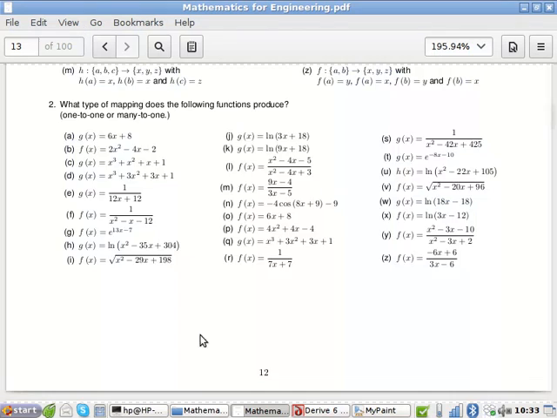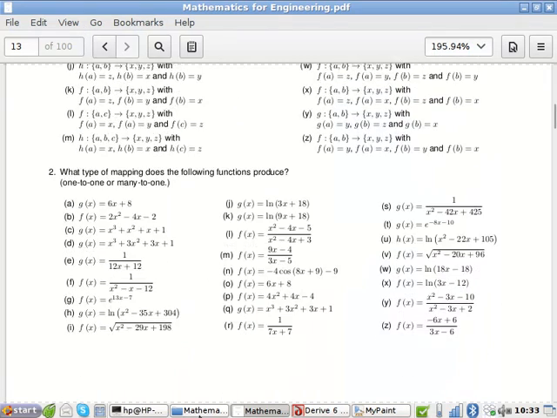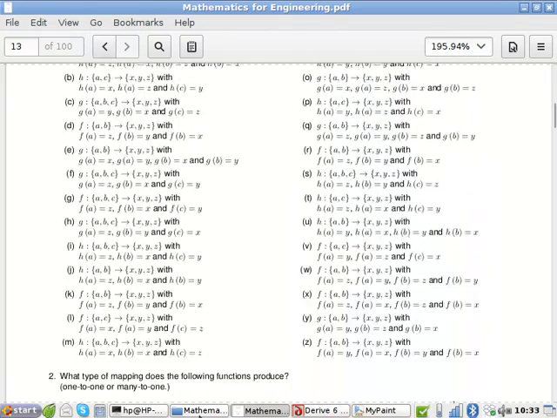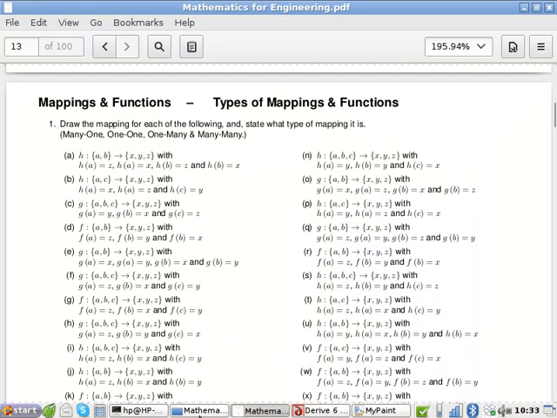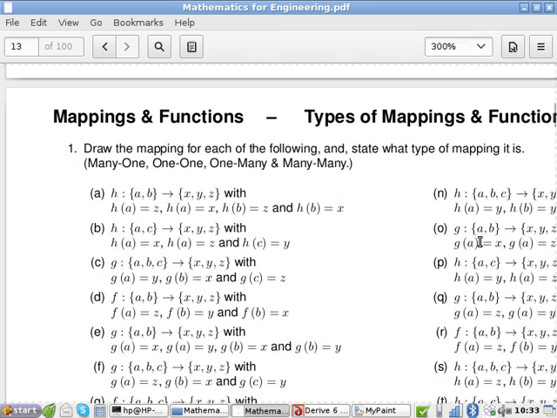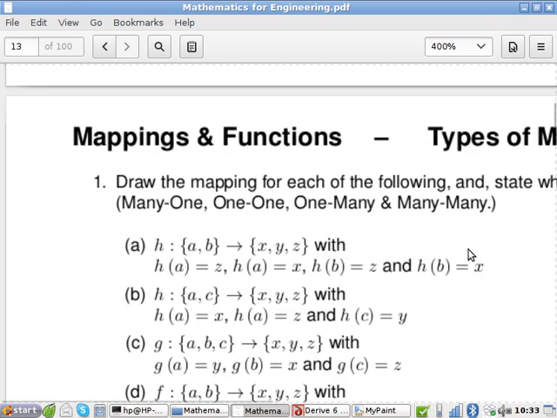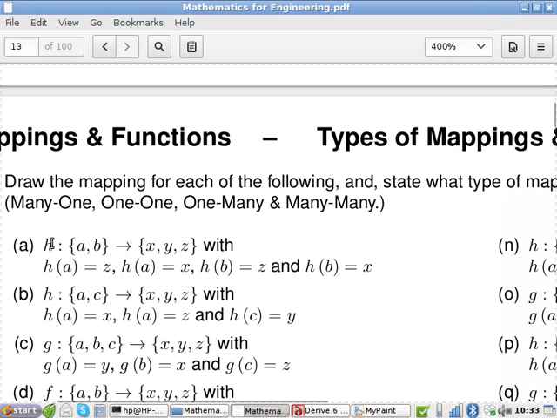So, if we just look at the first one, I just did something from the second one, the method. But for the first one, let's just do one together just to make sure you got it. Can we all look up, please? Let me just zoom in on the very first question. This function h takes a and b and gives you something from x, y, z. So h of a gives me z, h of a gives me x, h of b gives me z, and h of b gives me x. And we need to decide what type it is.